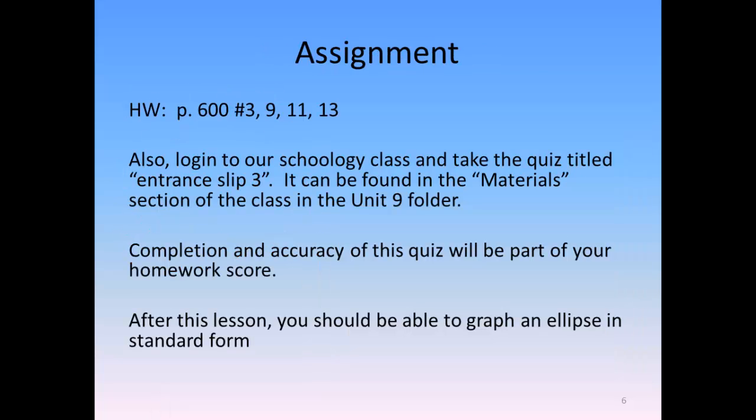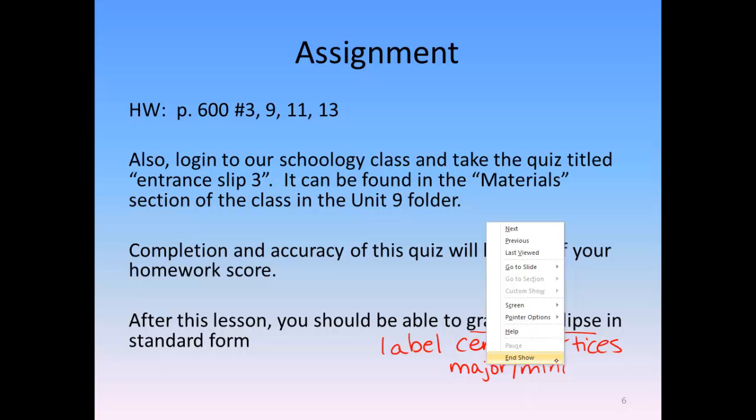So your assignment is on page 600. We have 3, 9, 11, and 13. Okay? You should be able right now to graph an ellipse in standard form, and that includes being able to label the center, the vertices, and be able to determine which one's the major and the minor axis.